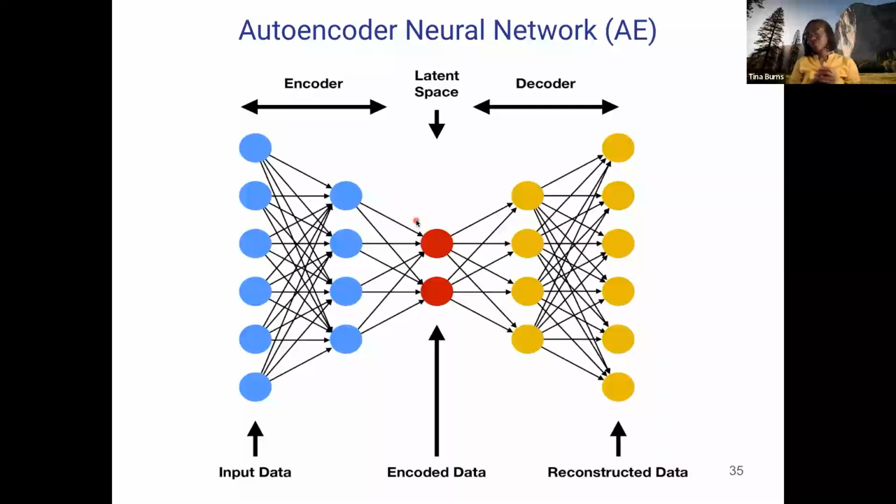The autoencoder uses a bunch of these connected nodes, and what's unique about this is it can be divided into two separate portions, the encoder and the decoder. What the encoder does is it compresses the data into smaller bits and creates this bottleneck right here. And then the decoder receives the input and basically reconstructs or recreates the data.